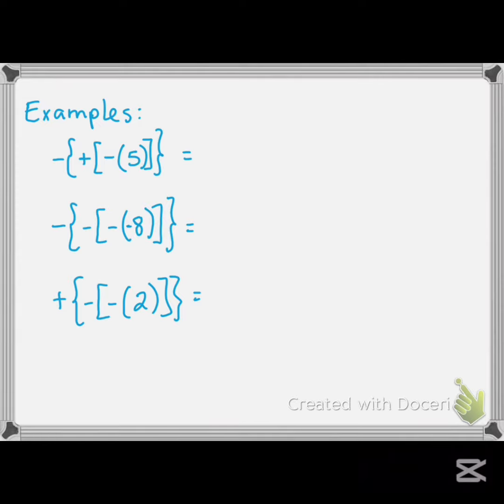So let's look at these examples. Here we have 1 and 2 negatives. So that's an even amount of negatives. So the answer is positive 5. Notice that I did not count the positive 5 because it doesn't affect the product. The only thing that affects the product is the negatives.